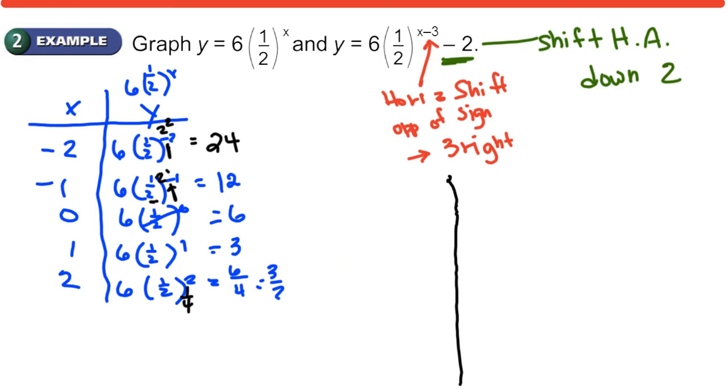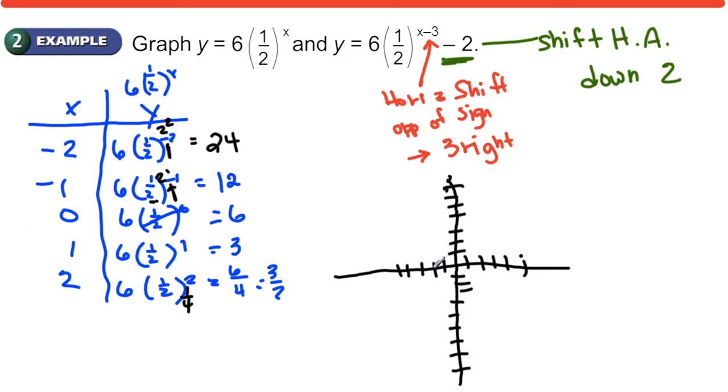Let's go ahead and graph the original. One, two, three, oh my goodness, 4, 5, 6, 7, 8, 9. Why did I do that to the negatives? I don't know. 6, 7. Good enough. Okay, so we're going to come over here and plot the points.